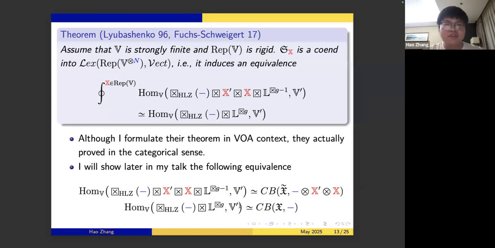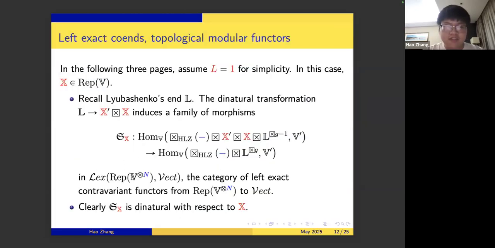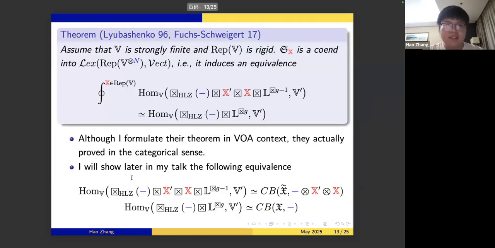But they can prove that as a dinatural transformation in the category of left exact contravariant functors, it becomes a coend. This is proved by Lyubashenko and Fuchs and Schweigert. Assume that V is strongly finite and the rigidity conjecture is true. This Sx is a coend in the left exact contravariant functor category. That is, it induces the following equivalence, in the left exact contravariant functor category. And this equivalence is a substitute for some kind of pseudo traces in the TQFT sense.